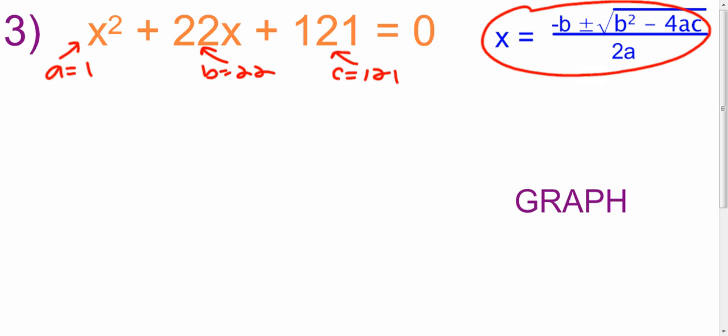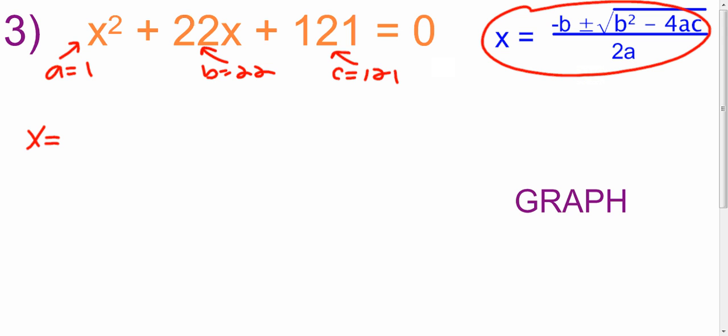I certainly could factor it. I could graph it and see where it crosses the x-axis. I could complete the square, or I can use the quadratic formula here, which is what I'm going to do. The nice thing about the quadratic formula is that it works every single time. Factoring won't work all the time if it's not nice, pretty numbers, but the quadratic formula will work every single time, and so it is nice to do.